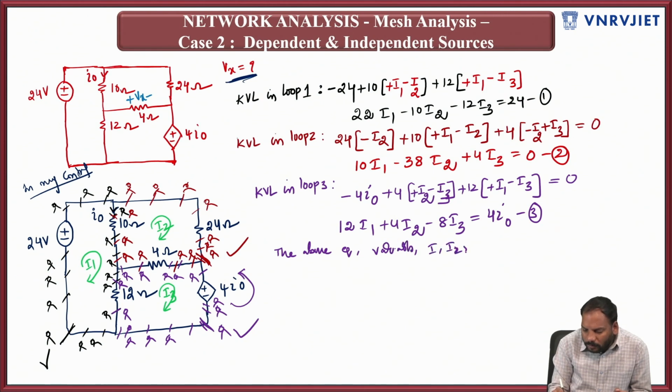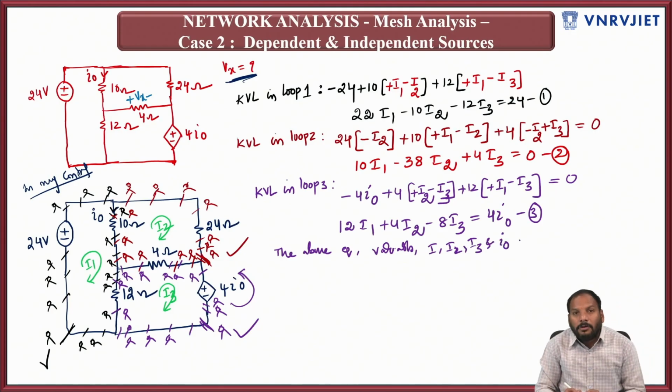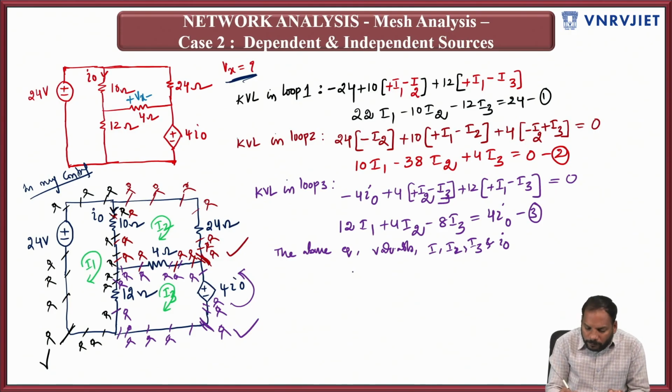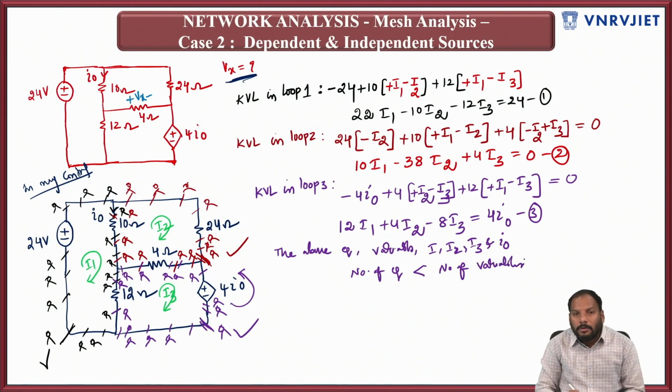I1, I2, I3, and there is one more dependent parameter I0. So the number of equations is less than the number of variables. That is why this is a case 2 problem. Okay, now in such a case you compulsorily need to investigate the fourth equation in this context.